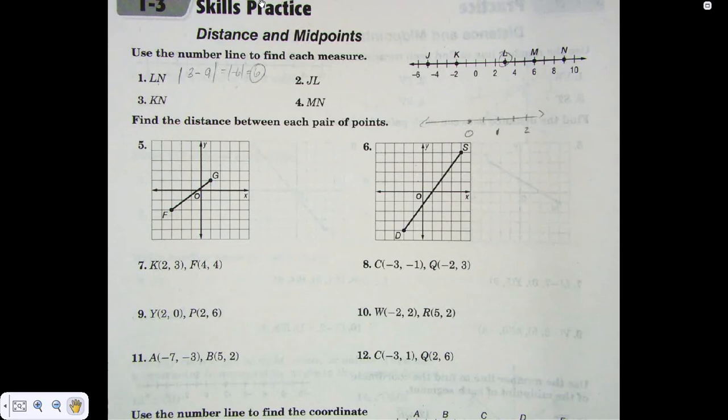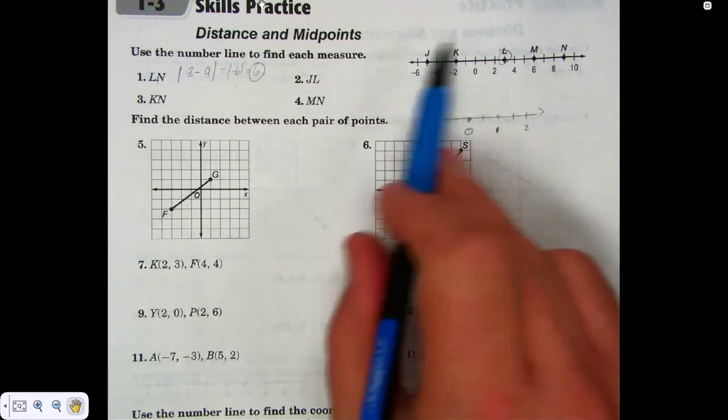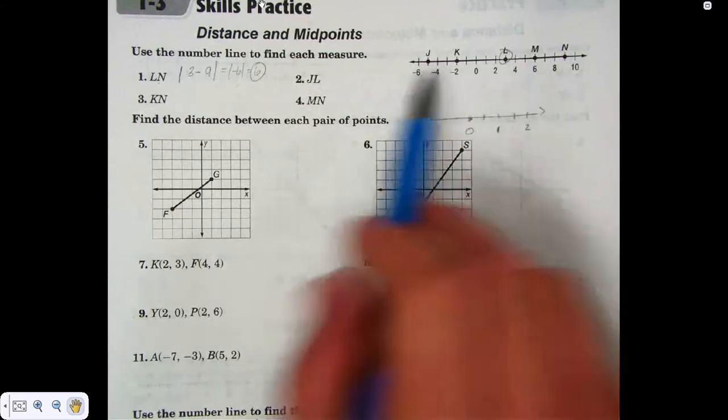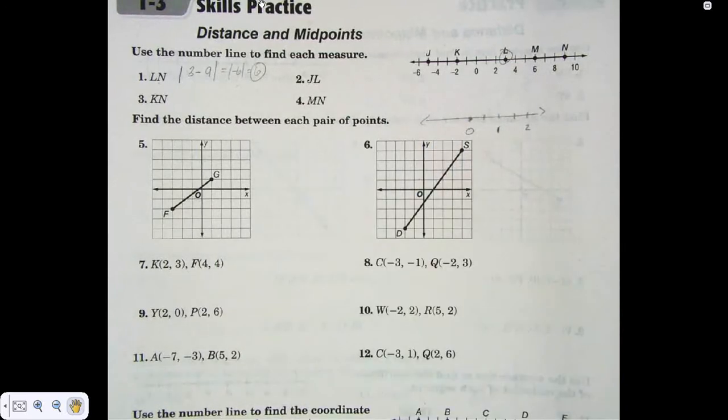So that's why you need to know the formula, because not everything is going to be nice and pretty on your picture and just go. Understood? There are a lot of much bigger numbers out there. K to N.